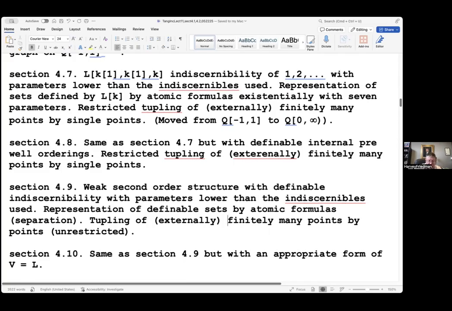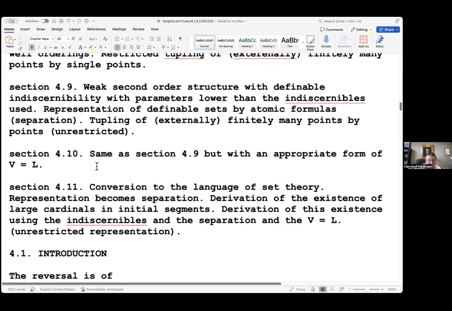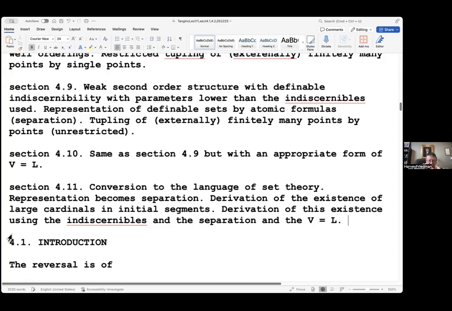Yeah. And then we have the same thing, except with an appropriate form of V equals L. We have to do this kind of thing, it's a Gödel monograph thing from 4.9 to 4.10. And then section 4.11, we convert everything to the language of set theory. Representation becomes separation, derivation of the existence of large cardinals in initial segments, derivation of this existence using the indiscernibles and the separation and the V equals L, unrestricted. Well, we can get rid of that. By now we know it's separation. Yeah. Okay. All right. I'm not going to go through this again.